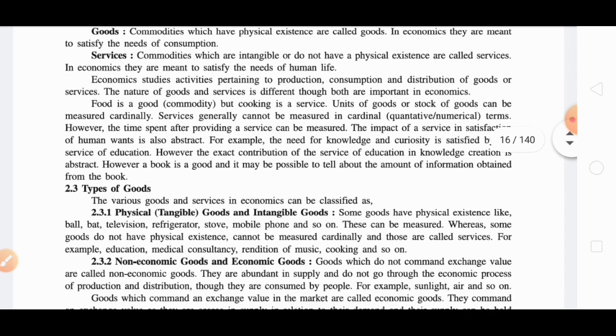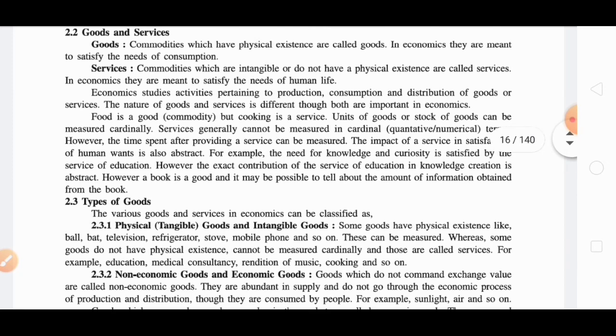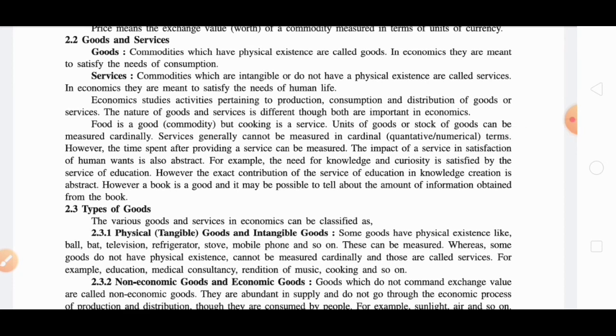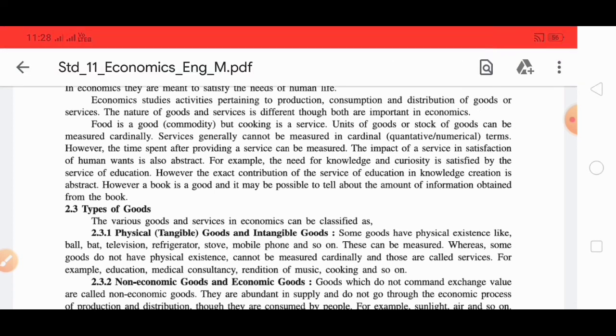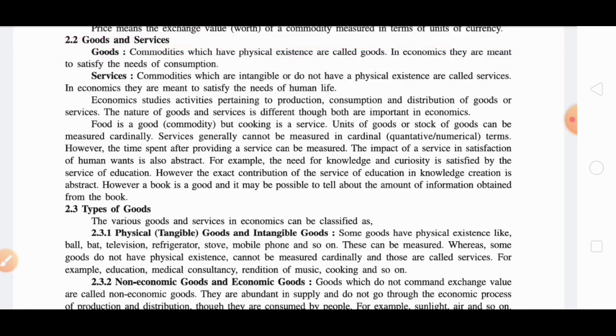Economics studies activity pertaining to production, consumption and distribution of goods or services. The nature of goods and services is different, though both are important in economics. So we will discuss goods and services and all these points from the next lecture onwards also.